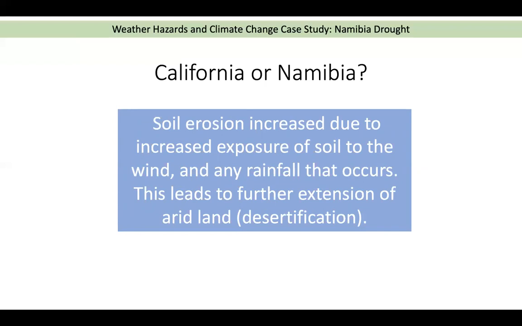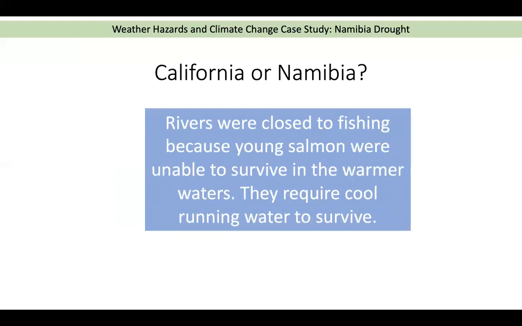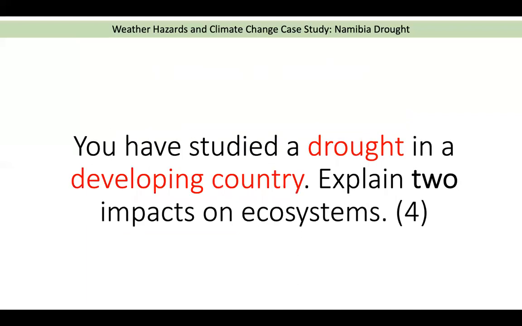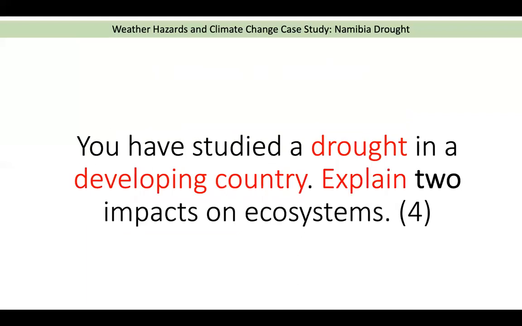Is that Namibia or California? Well, that probably happened in both, but we've got that impact for Namibia, and that's led to further extension of arid lands. Finally, rivers were closed to fishing because young salmon were unable to survive in the warmer waters. California or Namibia? 3, 2, 1. That one is California.